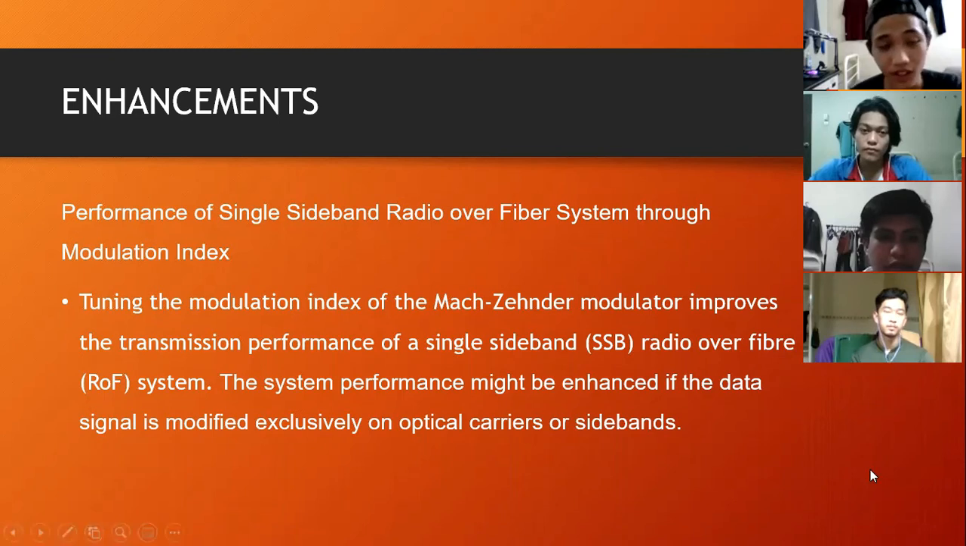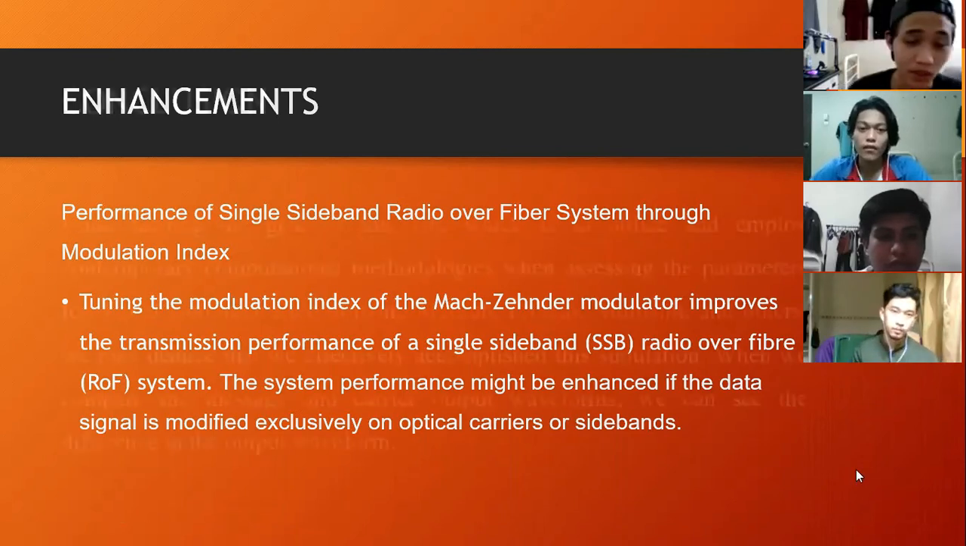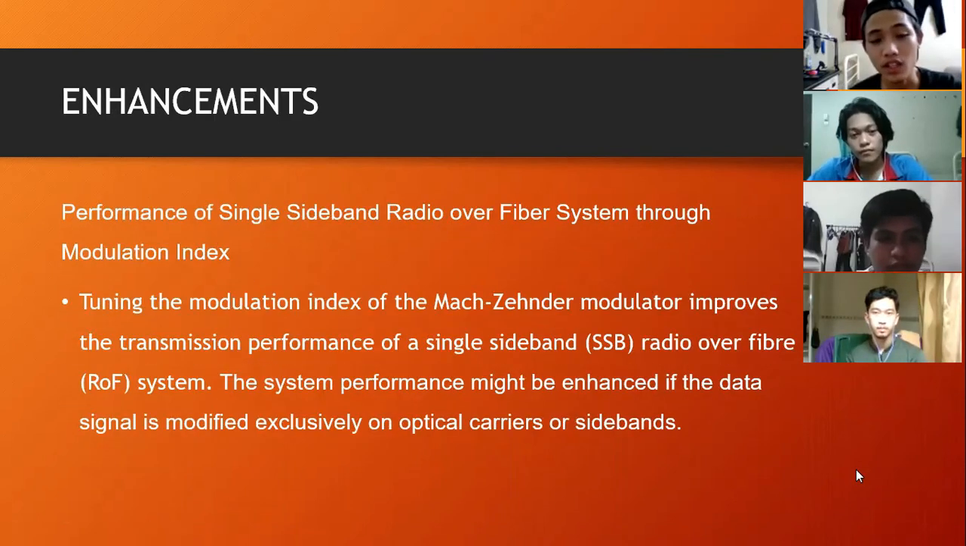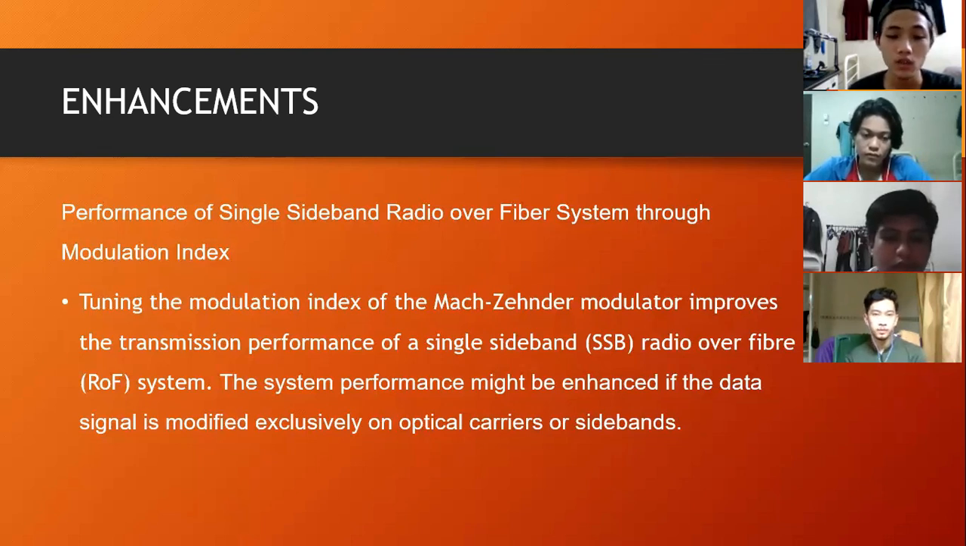Okay, I will explain about the enhancement. Performance of a single sideband radio over fiber system through modulation index. Tuning the modulation index of the Mach-Zehnder modulator improves the transmission performance of a single sideband radio over fiber system. The system performance might be enhanced if the data signal is modified exclusively on optical carriers or sidebands.